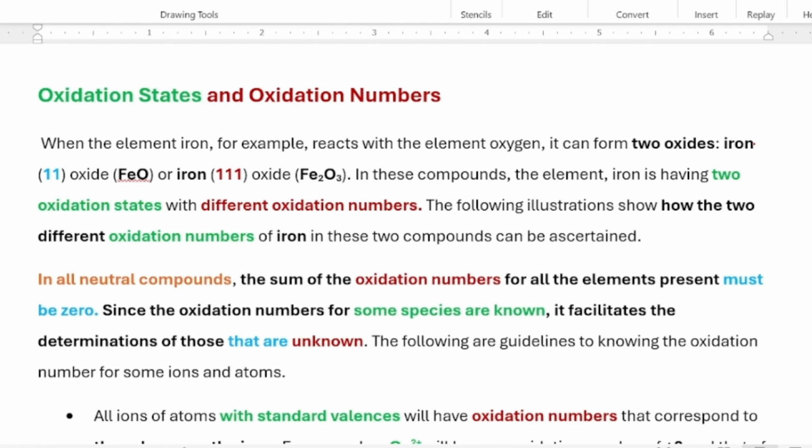Oxidation states and oxidation numbers. Iron forms 2 oxides when it reacts with oxygen, iron(II) oxide and iron(III) oxide. These 2 compounds are used to introduce the concepts of oxidation numbers and oxidation states. However, before these can be achieved, we need to heed the following guidelines.